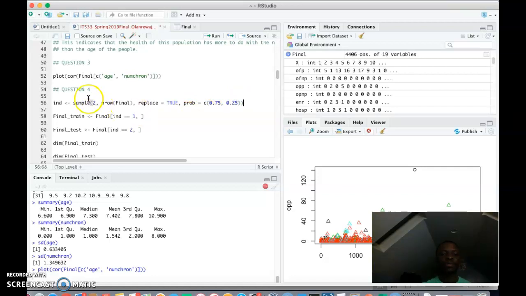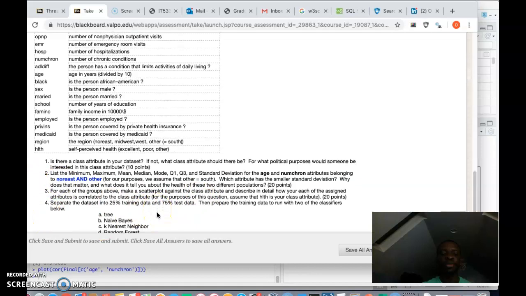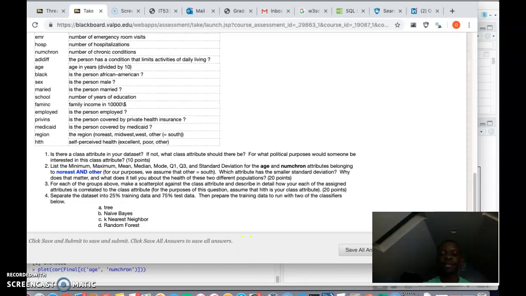So question 4 here says that we should separate the data set into 25% training data and 75% test data. Then prepare the training data to run with two of the classifiers below. I was able to choose the classifier of tree and random forest.